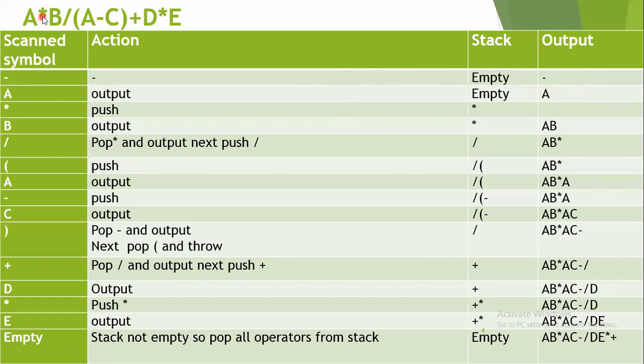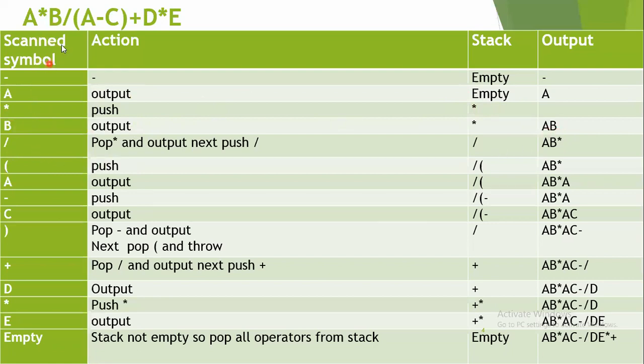Next, you scan an operator. It is the star operator. Because the stack is initially empty and there are no operators in the stack, you directly push that operator onto the stack. That completes two symbols. The next symbol scanned is an operand, that is B. Because it is an operand, you directly output it on the output side. So now the output side contains two symbols, A and B.